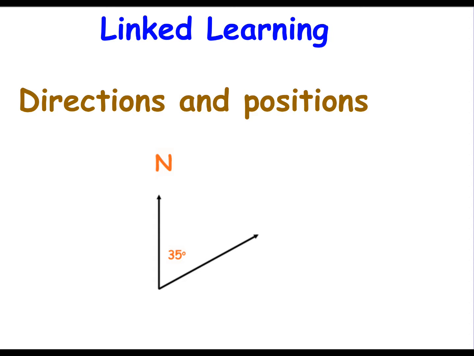The linked learning links back to directions and positions. In previous lessons, we talked about finding a position by going around a bearing and going along a certain distance to get to a point. Well, there's actually another way that we can get to that point by using coordinates, by saying go this far along and this far up to get to that point. And that's what coordinates are.